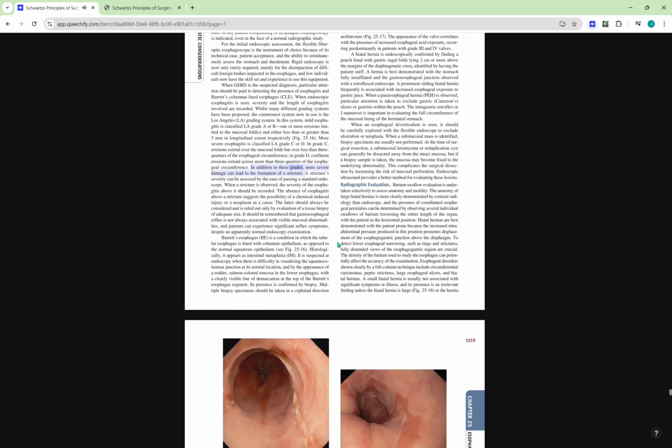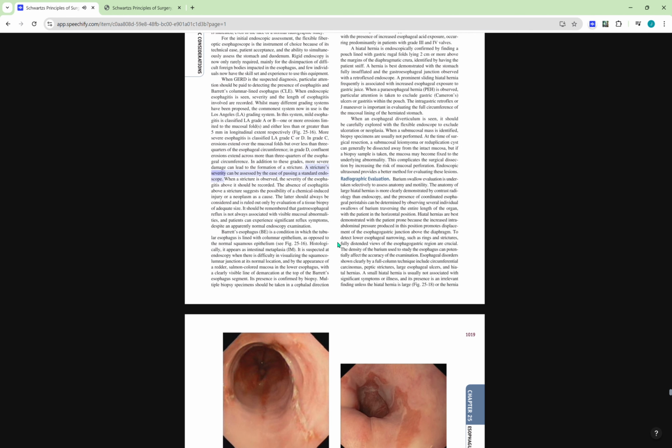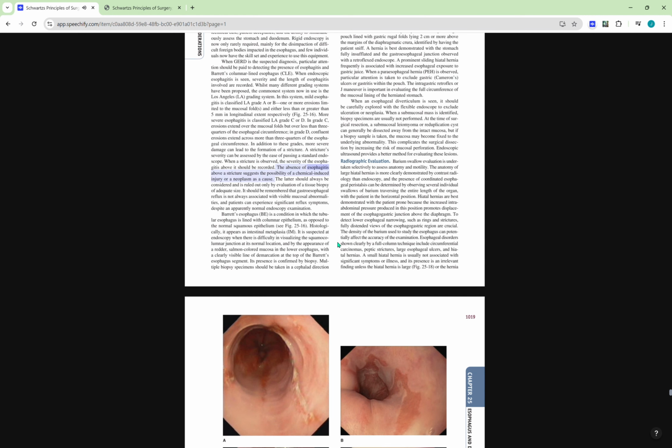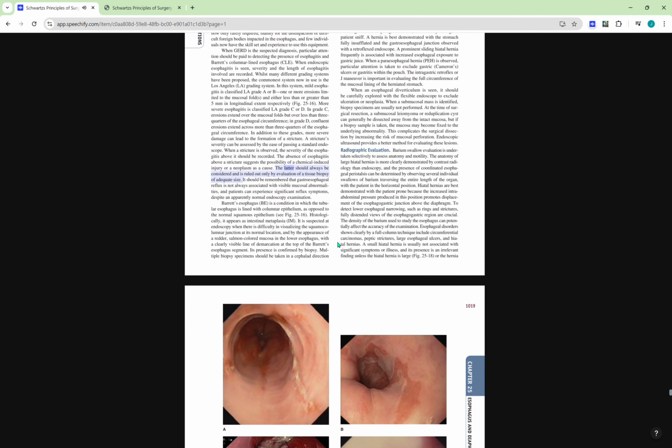In addition to these grades, more severe damage can lead to the formation of a stricture. A stricture's severity can be assessed by the ease of passing a standard endoscope. When a stricture is observed, the severity of the esophagitis above it should be recorded. The absence of esophagitis above a stricture suggests the possibility of a chemical-induced injury or a neoplasm as a cause. The latter should always be considered and is ruled out only by evaluation of a tissue biopsy of adequate size.